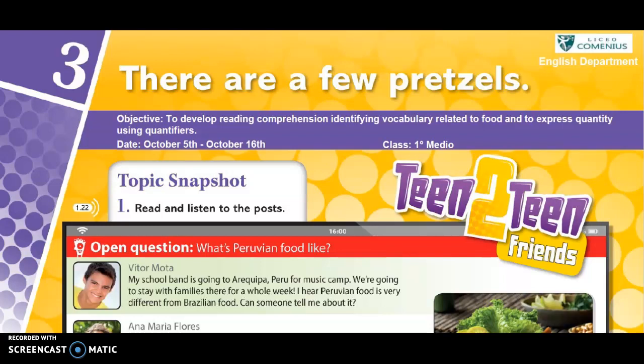The objective for this lesson is the following: to develop reading comprehension, identifying vocabulary related to food, and to express quantity and using quantifiers. El objetivo es desarrollar comprensión lectora, identificando vocabulario relacionado a la comida y expresar cantidades usando quantifiers. There are a few pretzels. Ese es el nombre de nuestra lección.